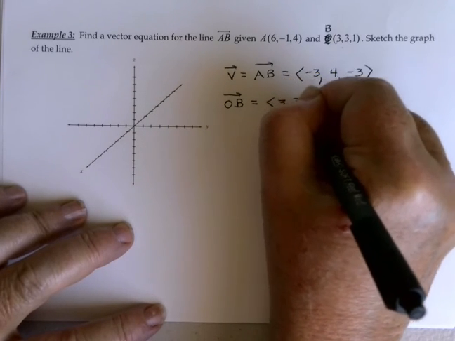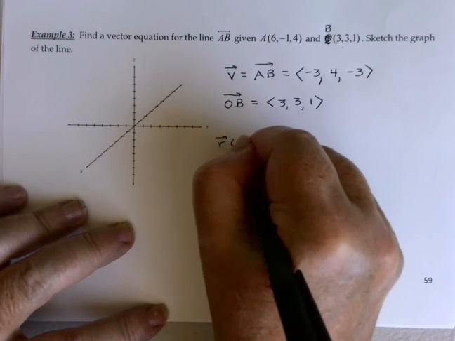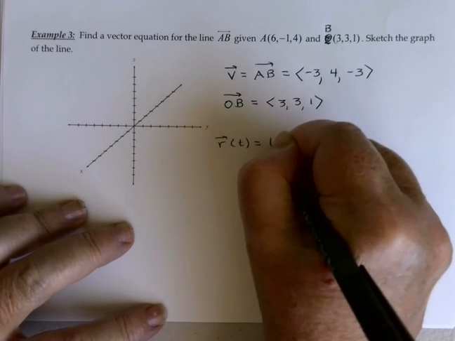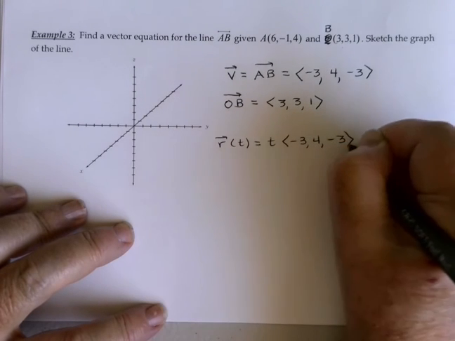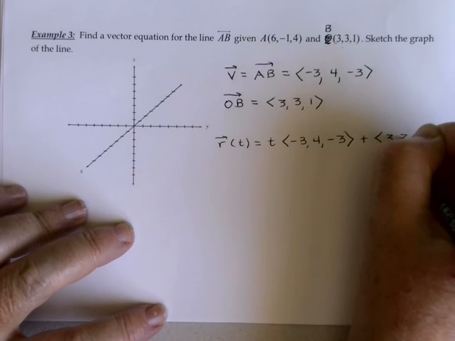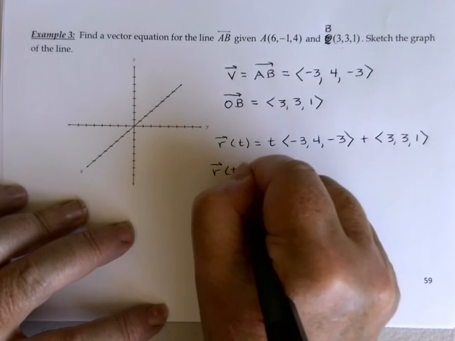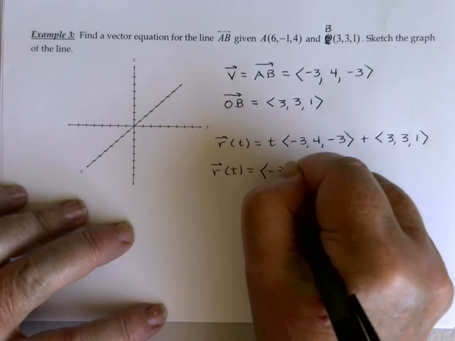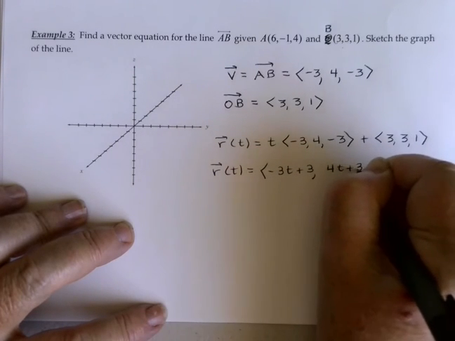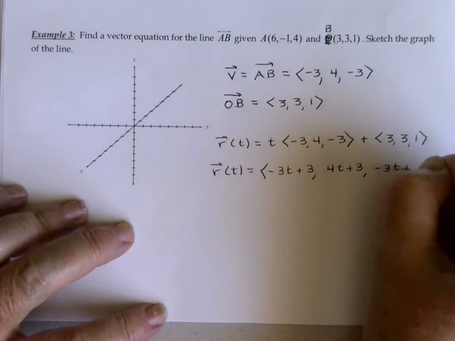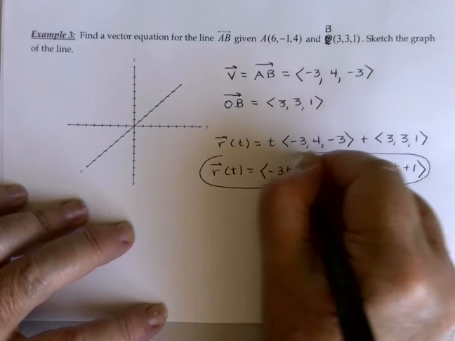3, 3, 1. So the equation of my line, R of t, always t times the direction vector, plus the vector that came from the point, and a little bit of algebra gives me negative 3t plus 3, 4t plus 3, and negative 3t plus 1 for the equation of that line.